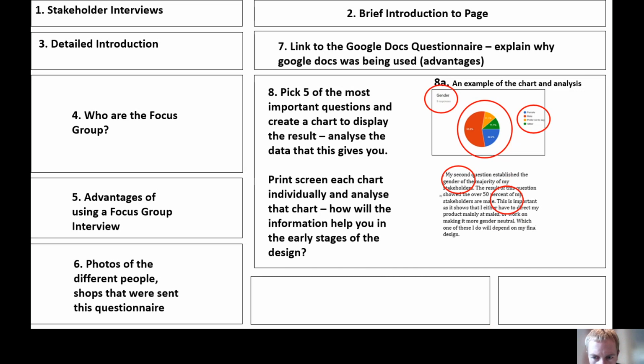You then need to sum up the results of that questionnaire. The results of this questionnaire showed over 50% of my stakeholders are male. This is important as it shows that I either have to direct my product mainly at a male market or make it more gender neutral. So that is the analysis. That's what he has found from that question. Because the majority of the stakeholders are male, he's aiming this predominantly at a male market. So that is what the analysis shows you.